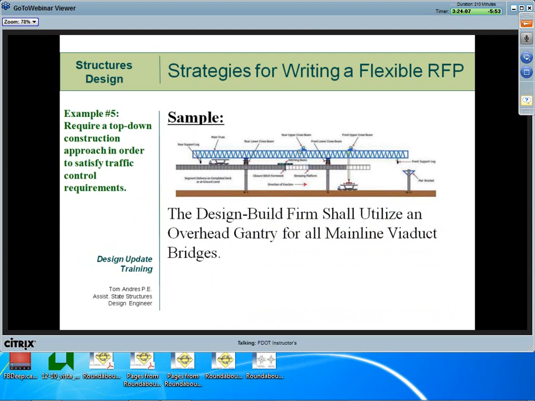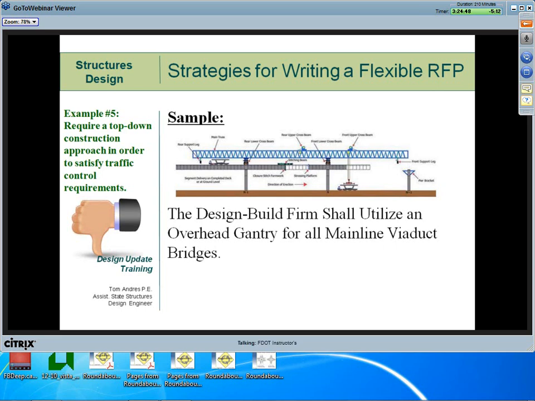How about this one? Example number 5, require a top-down construction approach in order to facilitate crane access and MOT. Any thoughts on this one? No, probably not a good example. The proper constraint here would be to include the traffic restrictions such as designating lane requirements during peak, non-peak, and nighttime operations, right? I will note, though, that there may be unusual cases where permitting, say on a water job with seagrass, is requiring top-down construction methods, but doing so would be an exception, not the rule.